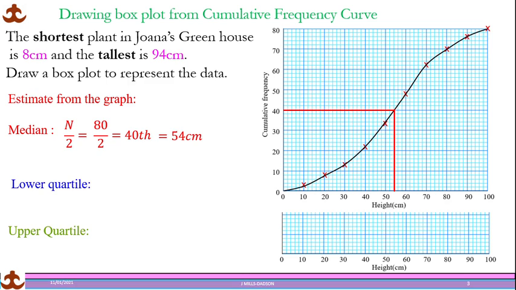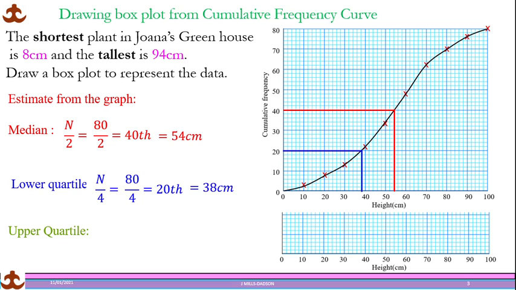Lower quartile means the first quarter. So we will find a quarter of the total. 80 divided by 4 will give you the 20th. So the answer is in the 20th position or 20th place. So you go to the graph again, draw your 20th line, hit the graph, bring it down, and read your number. That gives me 38.